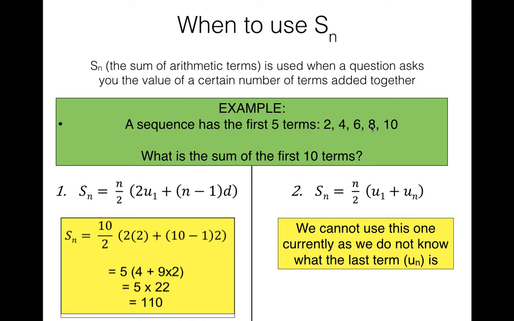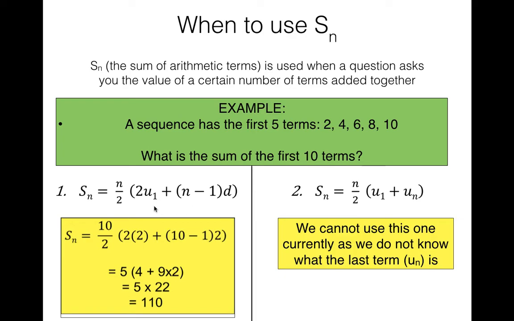What I don't know is my last term. I don't know what u10 is. So I actually can't use this equation. This equation is useless to me. So I know I'm going to use this one. The first thing I do is write it out. Even though it's in the formula booklet, I would write it out to show that I know which equation I'm using.